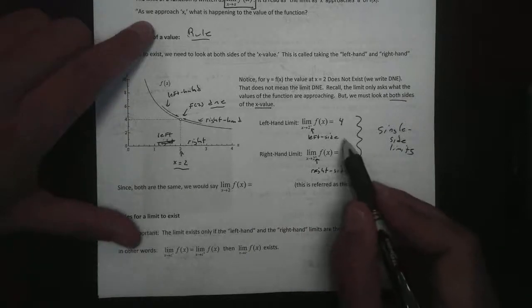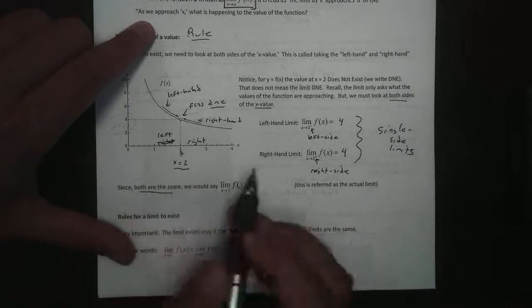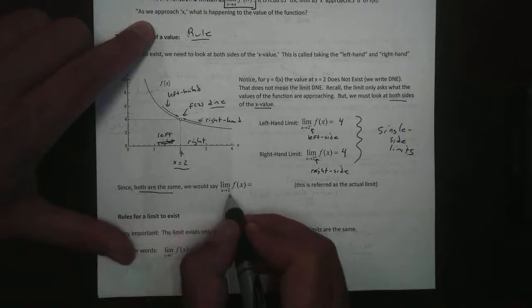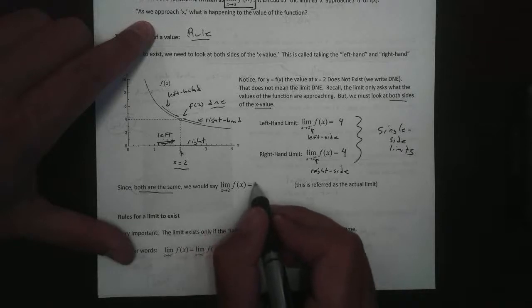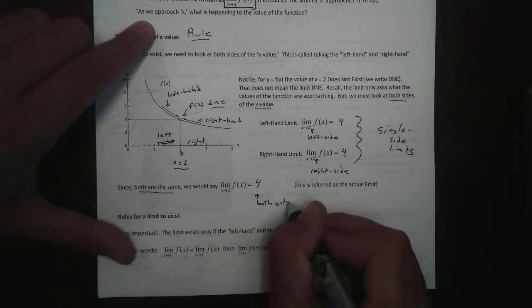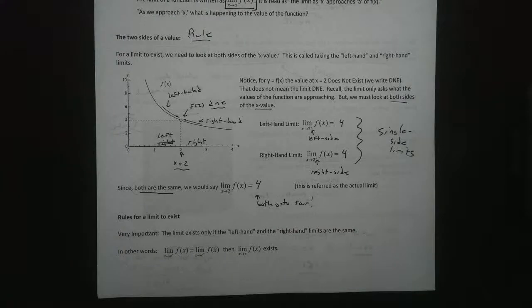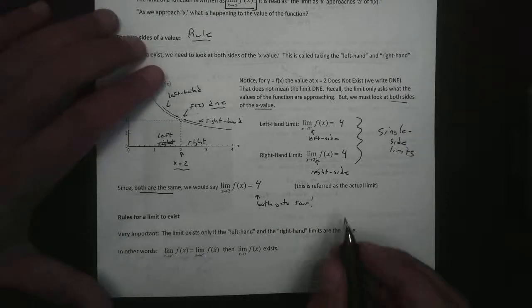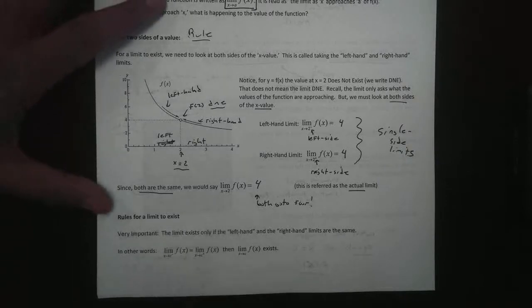We need both of these to determine if the limit exists. And since they are both the same, we can actually say the limit as x approaches 2, notice no superscripts here, is 4, because both go to 4 in this case. This is sometimes referred to as the actual limit because I looked at both the right and the left hand side.